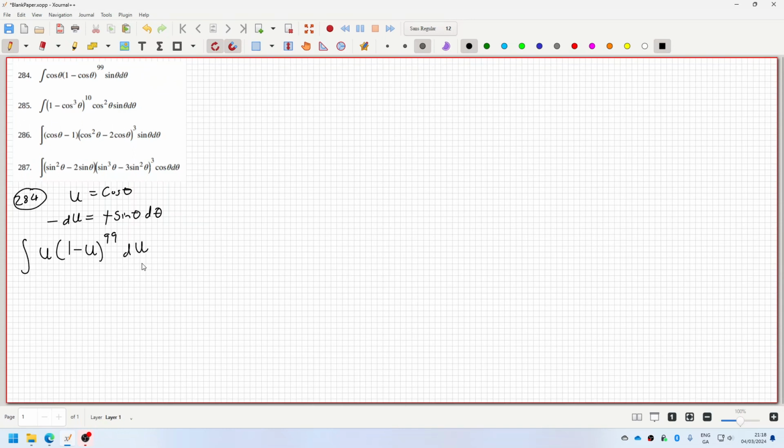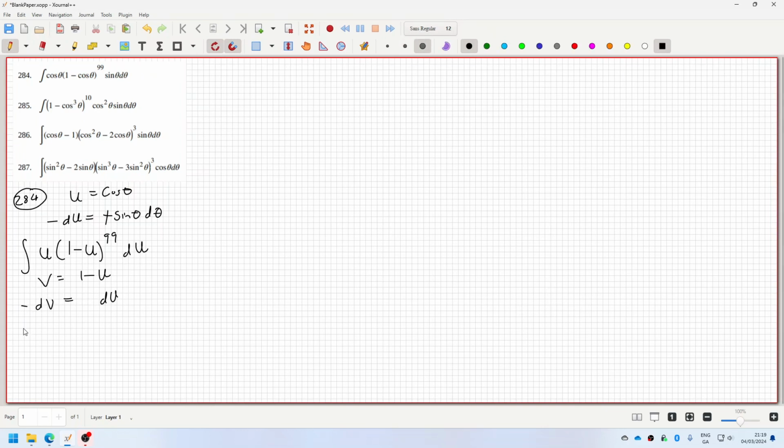Has that really helped, actually? Well, it's helped, I suppose, but I'm going to need another substitution. I think I'm going to have to say v equals 1 minus u. So that means dv will equal minus du. So that means minus dv equals du.